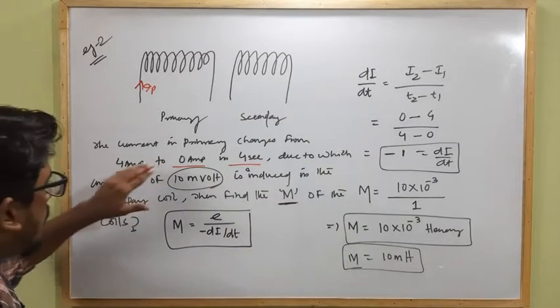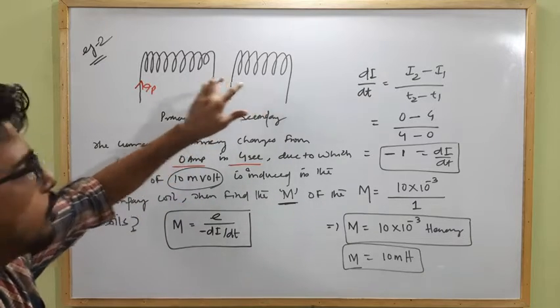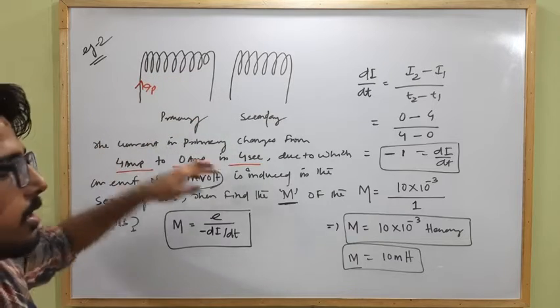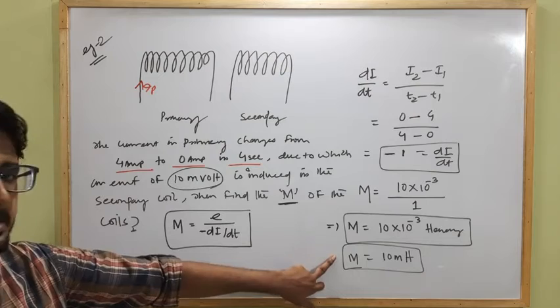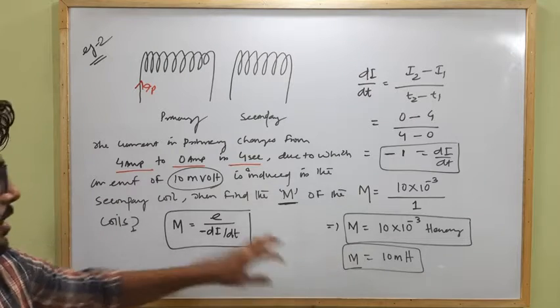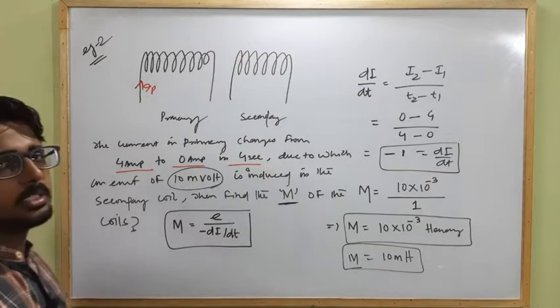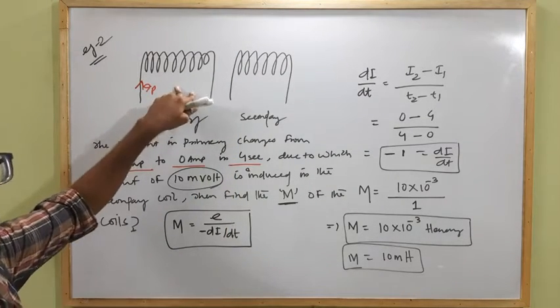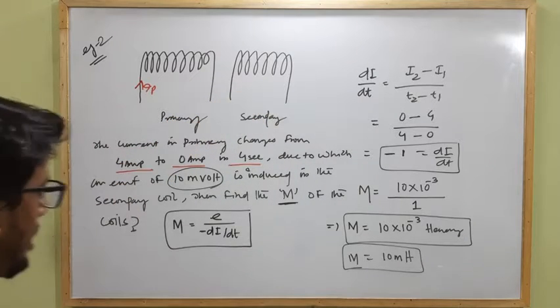So if the current change in primary will be this, or same current will change in secondary, due to which 10 millivolt of induced EMF is produced in primary. Thus mutual inductance of both the coils will remain same because it is a bidirectional coefficient. Clear? So this is how we can find out the coefficient of mutual induction or mutual inductance for two coils or a pair of coils due to change in current in one, for which the flux will change in the another. Okay.